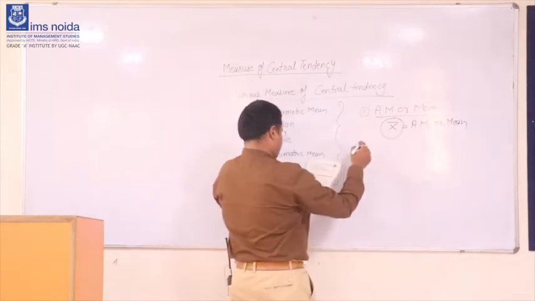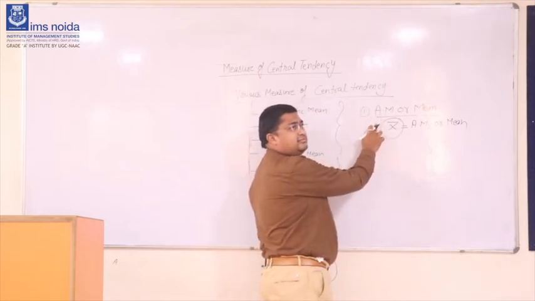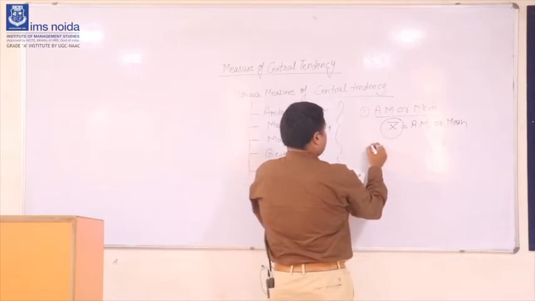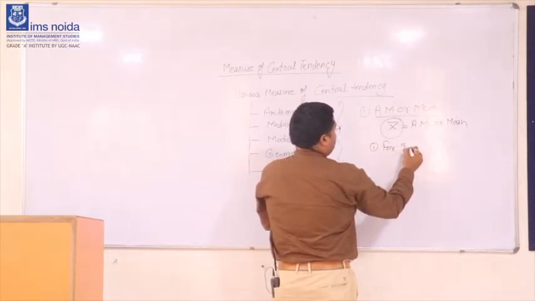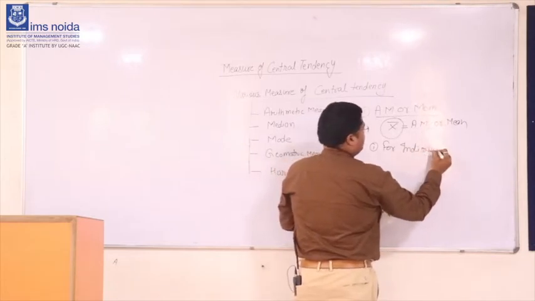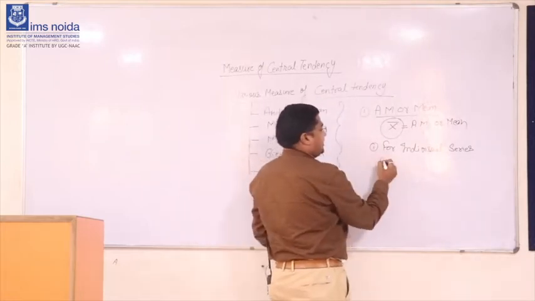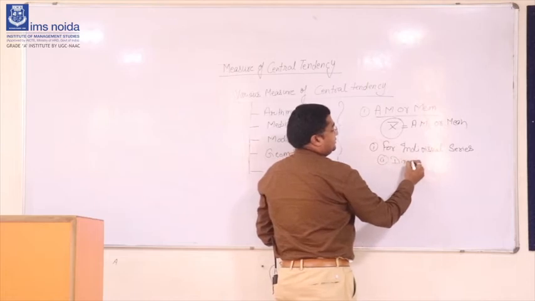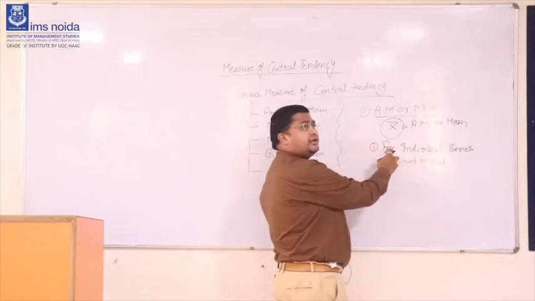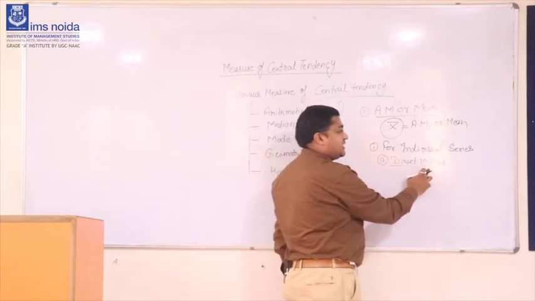There are several methods in arithmetic mean. First is for individual series. Individual series come under the direct method. For individual series, the first method is the direct method.